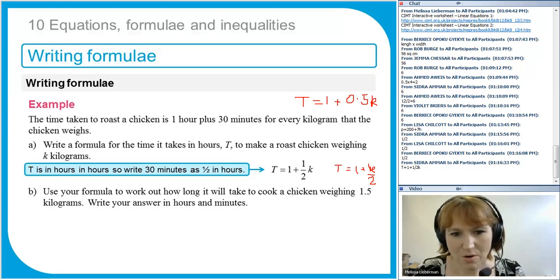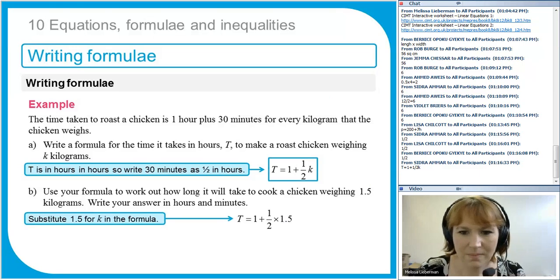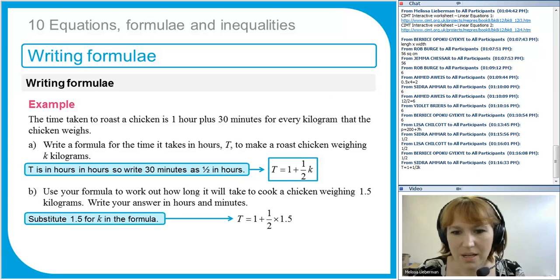Use your formula to work out how long it will take to cook a chicken weighing 1.5 kilograms. Write your answer in hours and minutes. So all we have to do now is put that number 1.5 into the formula and see what the T value is going to be. And then we can convert the time after that. So we've got 1 plus a half of 1.5. Who knows what half of 1.5 is? Probably the easiest way to do it is half of 15, which is 7.5, and then times by 10.